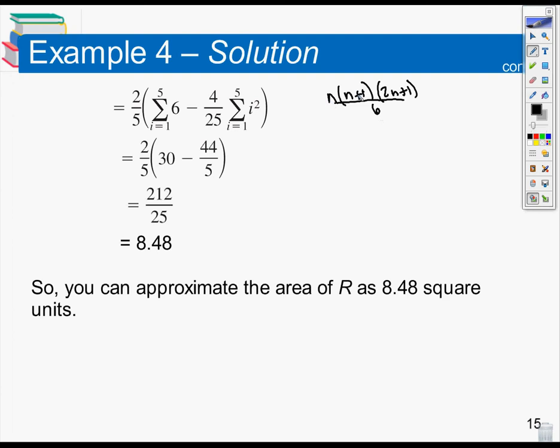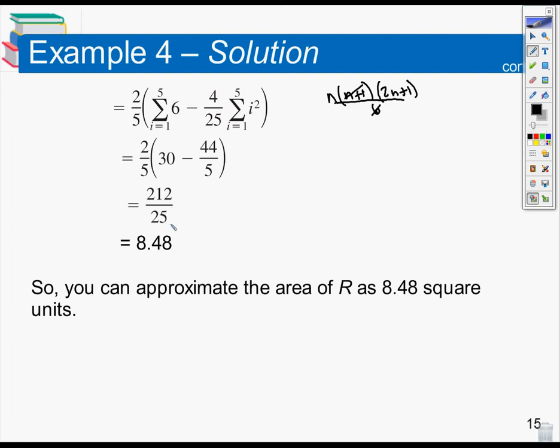So when I substitute n in there, it's 5 times 6 times 11. I'll have 6 and 6 on the top, so those will go away. So 5 times 11 is going to give me 55. 55 times 4 over 25 gives me my 44 over 5. So now I just have numbers. I can deal with numbers. 30 minus 44 over 5, times 2 over 5, gets me 212 over 25, which approximates to 8.48.